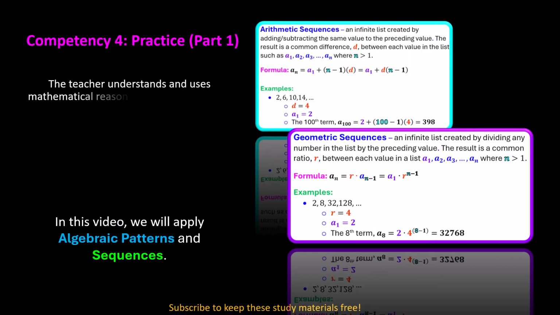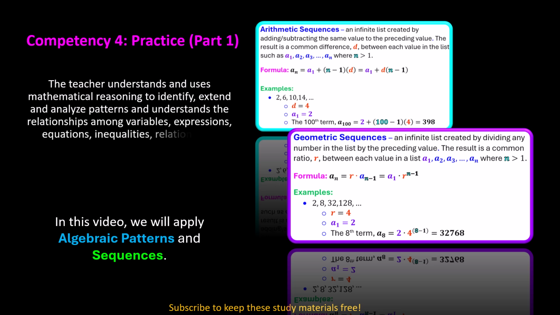Welcome to part 1 of Competency 4. In this competency, the teacher understands and uses reasoning to identify, extend, and analyze patterns and understands the relationship among variables, expressions, equations, inequalities, relations, and functions. The competency is part of Domain 2, which is 21% of your test. In this video, we will apply algebraic patterns and sequences.